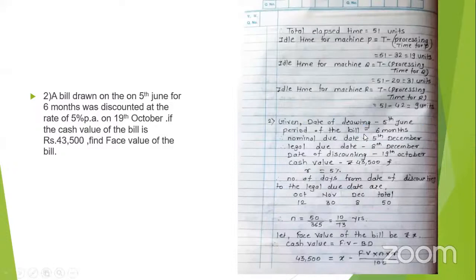So here the bill is given. Now from this, we have to calculate the nominal due date. It is 5th December. For the legal due date, add 3 days. That is the grace period. So 8th December is the legal due date. And the cash value is also given, the percentage is also given, and make a table here. Total days we have, and we have to convert it into years. Now, face value, we have to consider X. Cash value is face value minus banker's discount. Banker's discount formula we have in terms of face value.